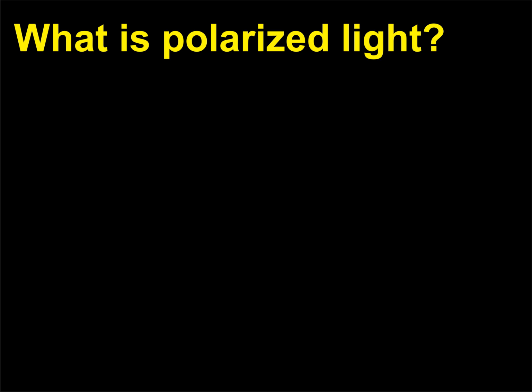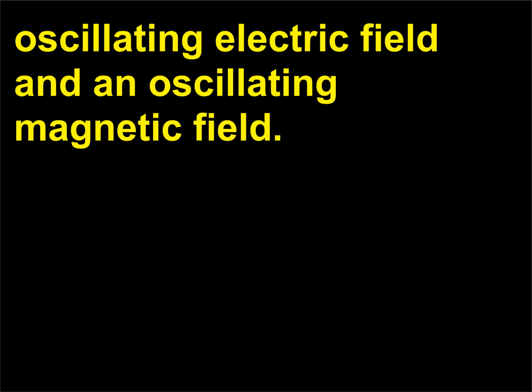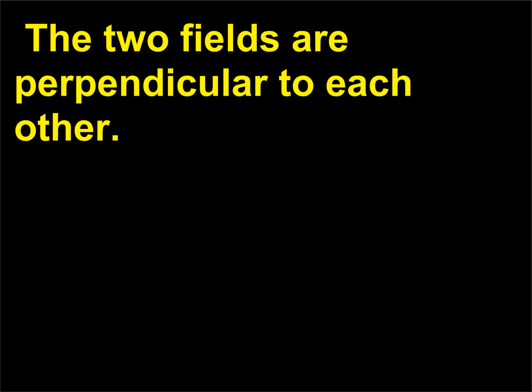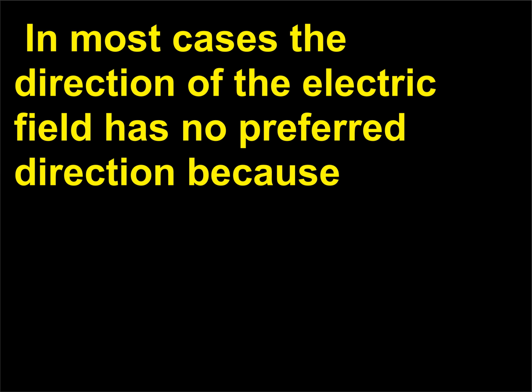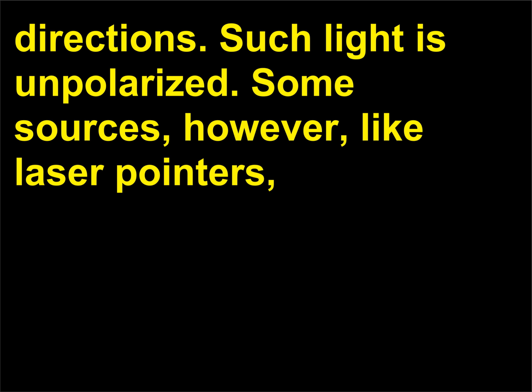What is polarized light? Light is an electromagnetic wave that consists of an oscillating electric field and an oscillating magnetic field. The two fields are perpendicular to each other. In most cases, the direction of the electric field has no preferred direction because different parts of the source produce light with electric fields in different directions. Such light is unpolarized.